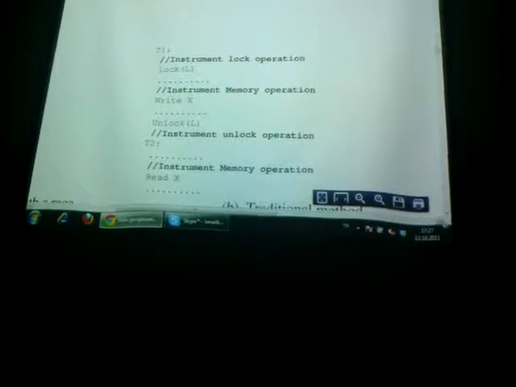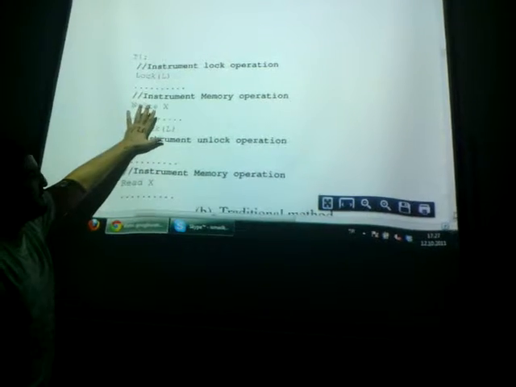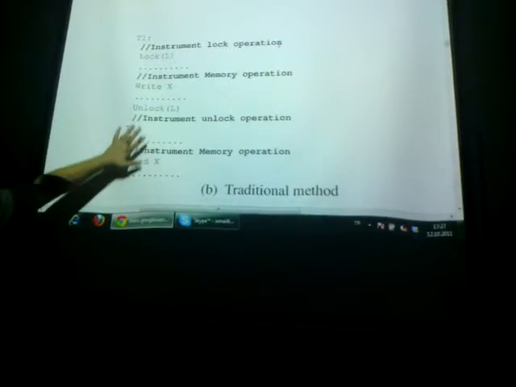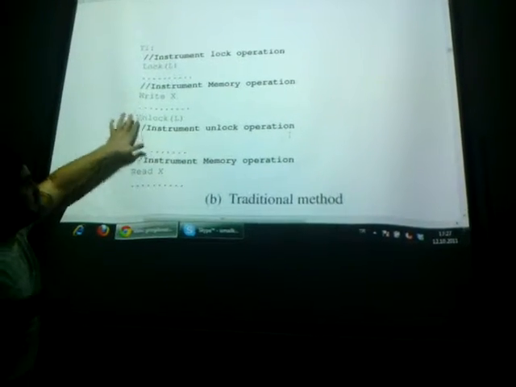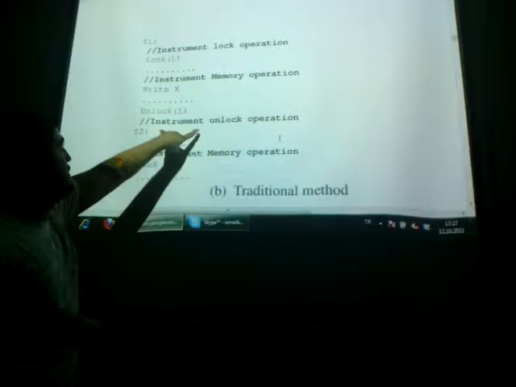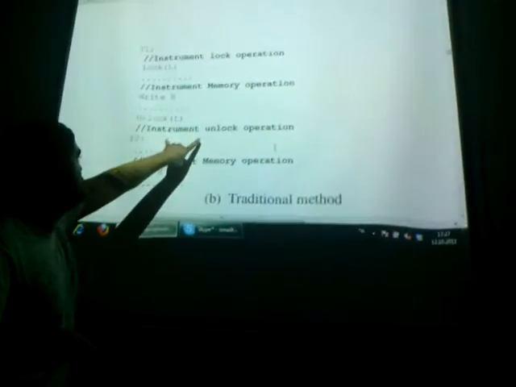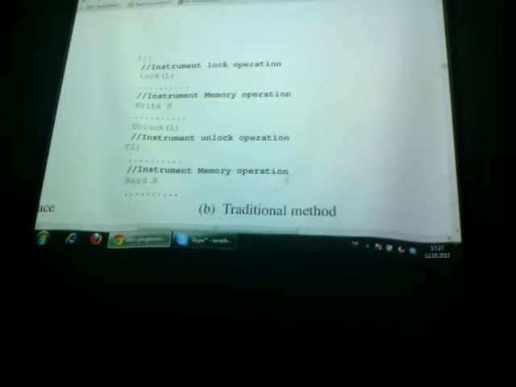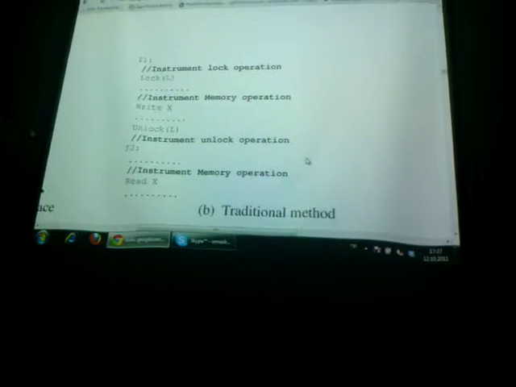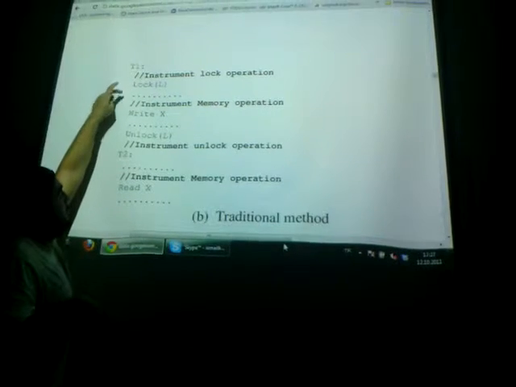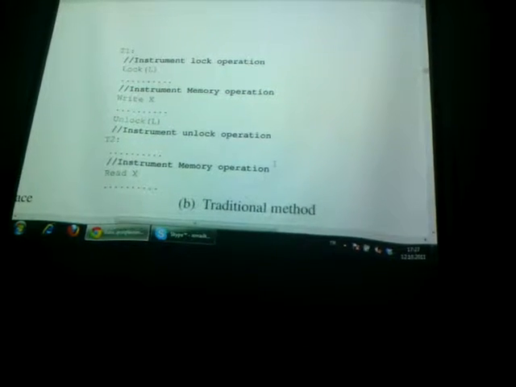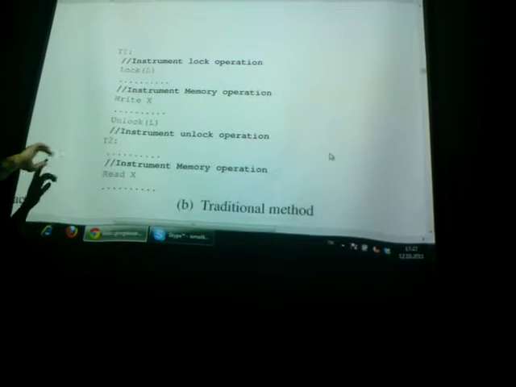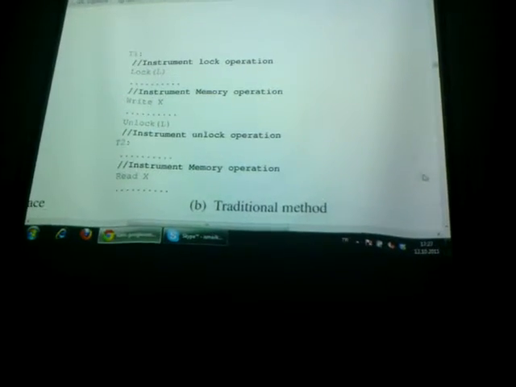This is the traditional way of instrumenting synchronization with dynamic instrumentation tools. We have lock synchronization and synchronization primitives. So we call a binary instrumenter, a modified binary instrumenter called for lock, and this is the conventional way.